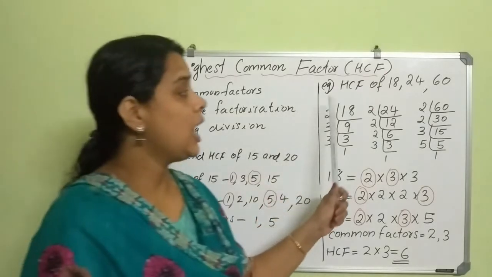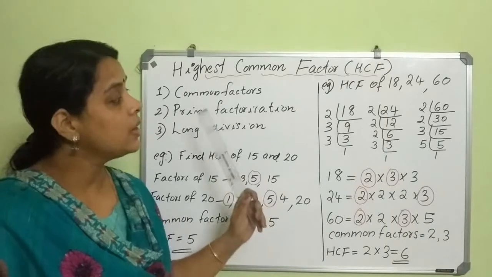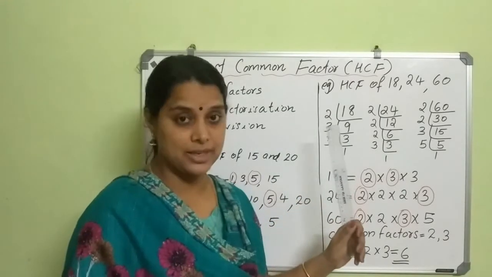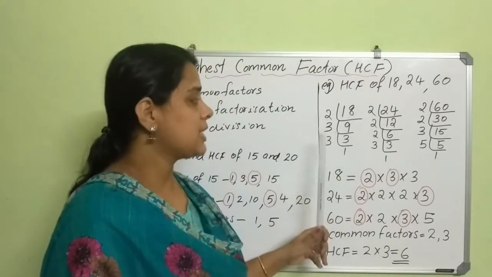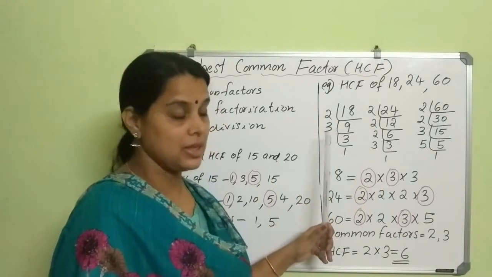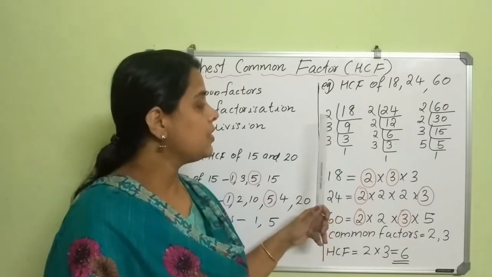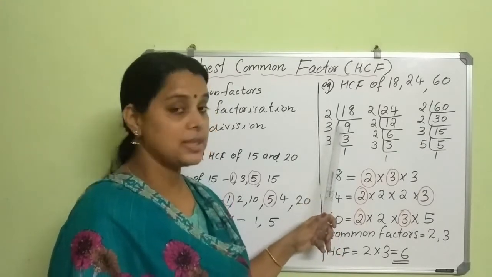Now we will see how to find HCF by prime factorization. We know how to do prime factorization. The first number is 18. We need to divide 18 by 2 first. We will start with the least prime number first. So we can divide 18 by 2, that is 9.